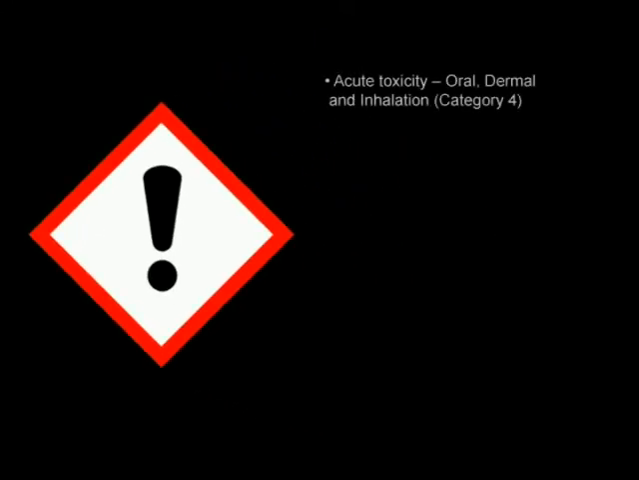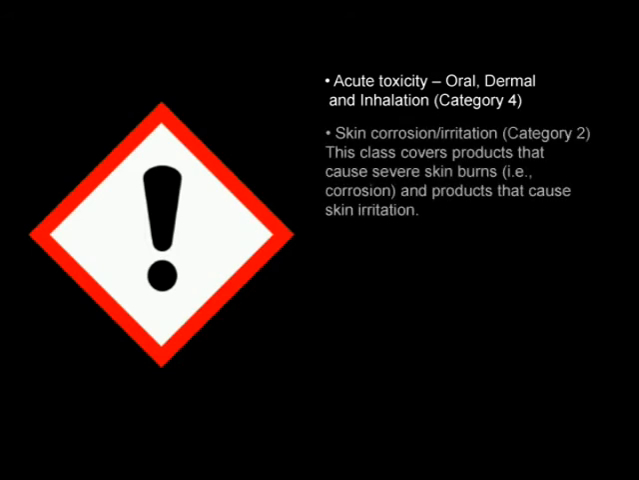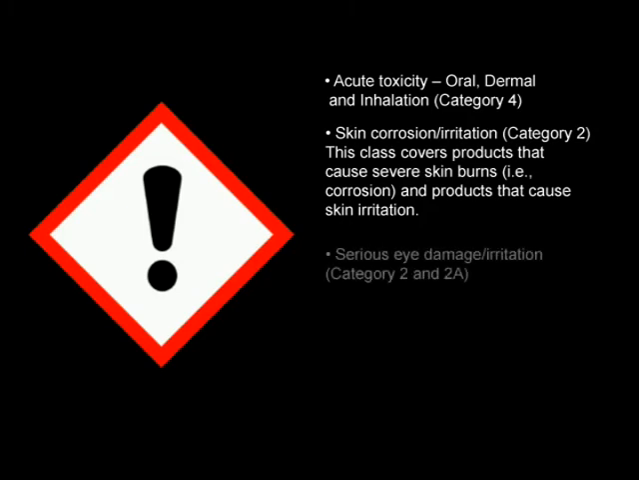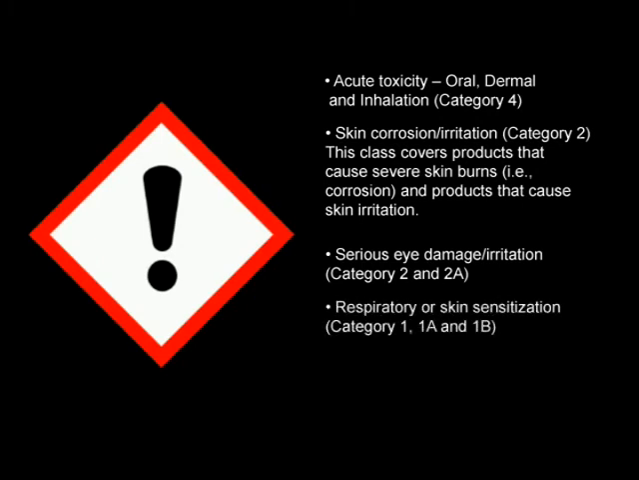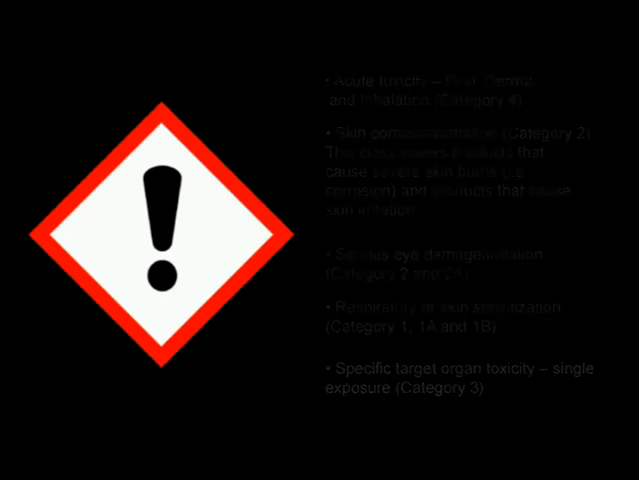The exclamation mark pictogram is used to identify the irritant classes. Acute toxicity, oral, dermal, and inhalation, Category 4. Skin corrosion and/or irritation, Category 2. This class covers products that cause severe skin burns, for example, corrosion, and products that cause skin irritation. Serious eye damage and/or irritation, Category 2 and 2A. Respiratory or skin sensitization, Category 1, 1A, and 1B. Specific target organ toxicity, single exposure, Category 3.